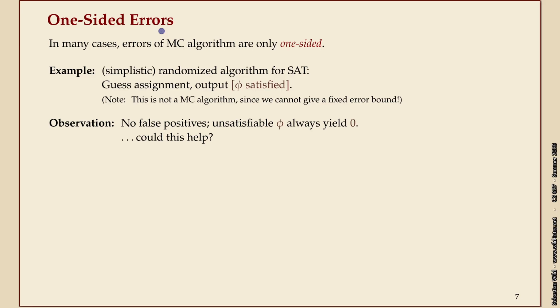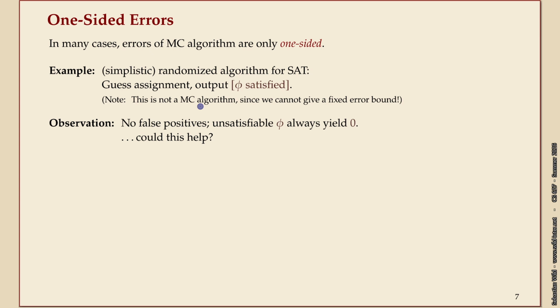how they're constructed. So let's look at a simplistic example, which is not a valid Monte Carlo algorithm. But just to get the point across that one-sidedness can be natural. If you look at the classic satisfiability problem, a randomized algorithm could just guess some assignment and then output whether the formula is satisfied. Now, the probability for this guess to be correct, depending on the formula, could be very, very small. And so it will not be the error guarantee we require for Monte Carlo.